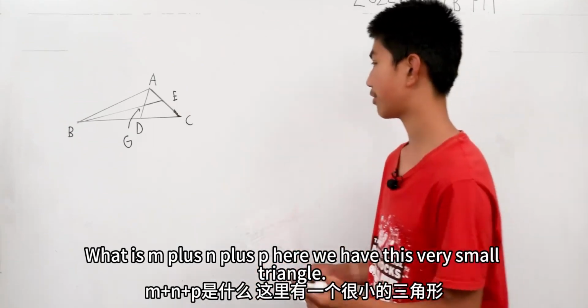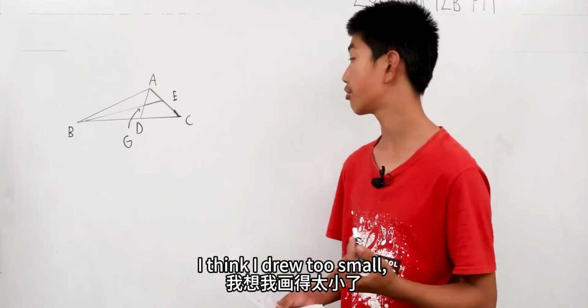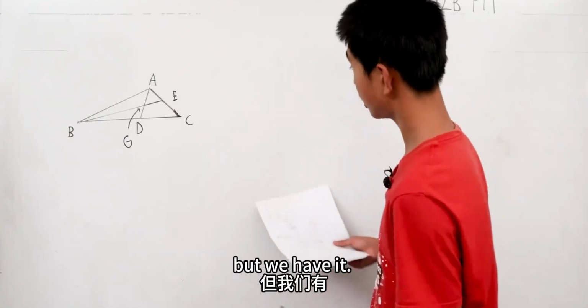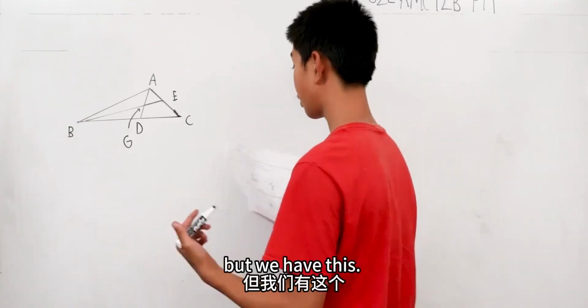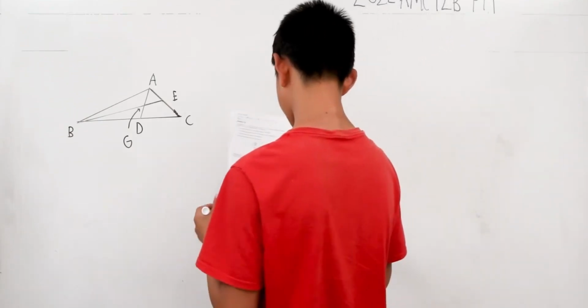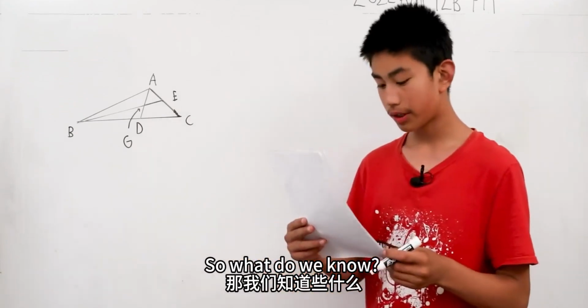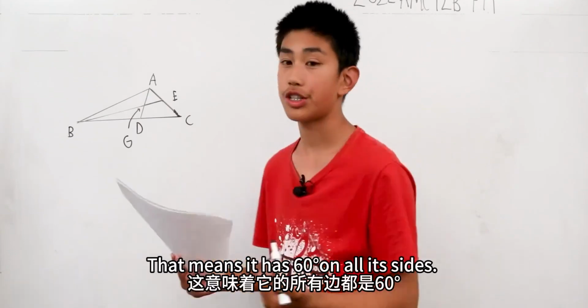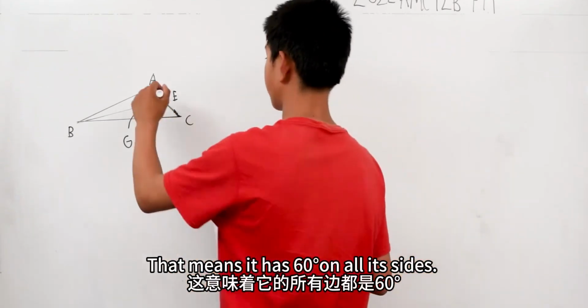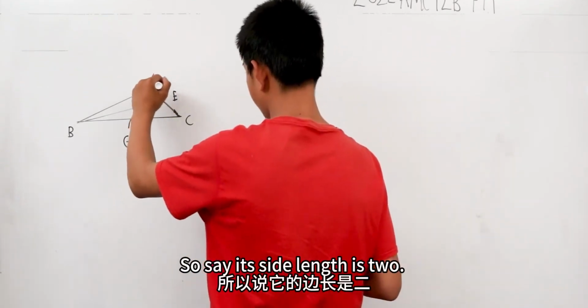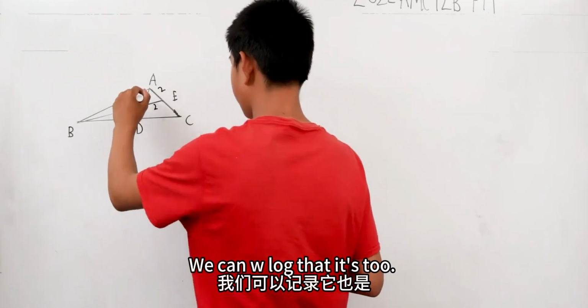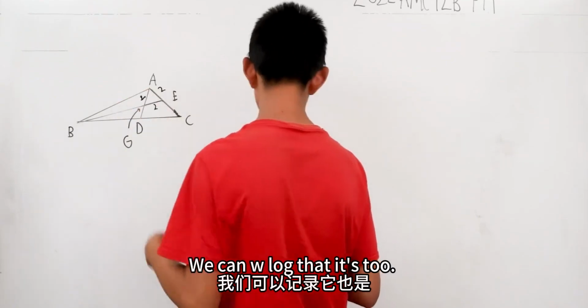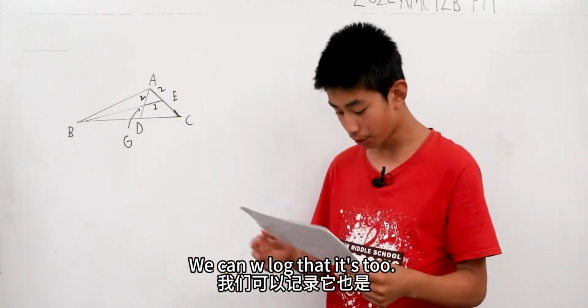So here we have this very small triangle. I think I drew it too small, but we have it. It's not really drawn to scale. So what do we know? This triangle is equilateral. That means it has 60 degrees on all its angles. So say its side length is 2. We can WLOG say that it's 2.